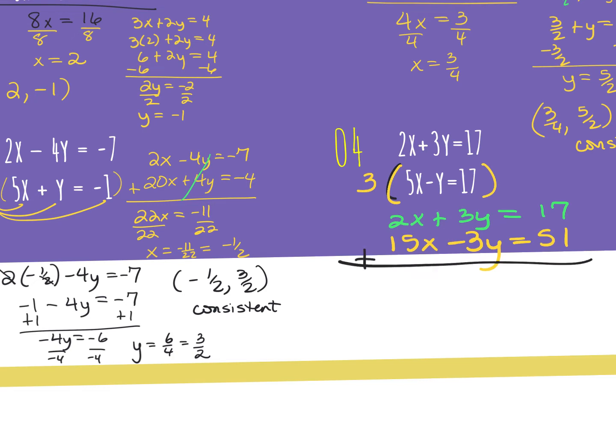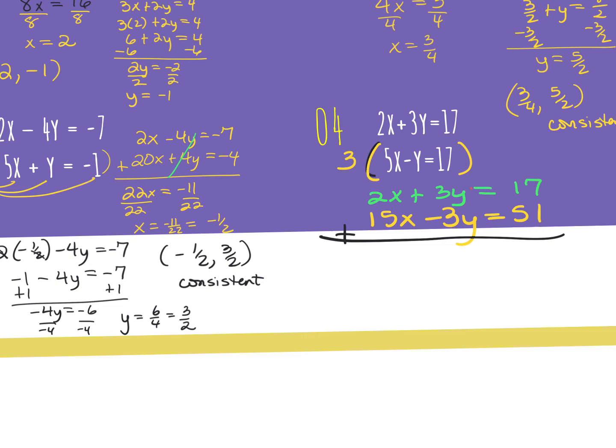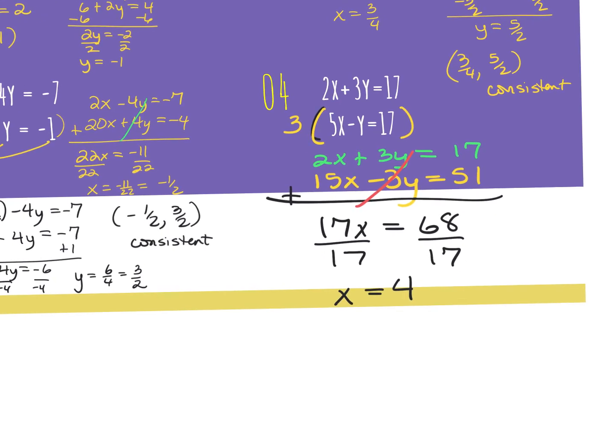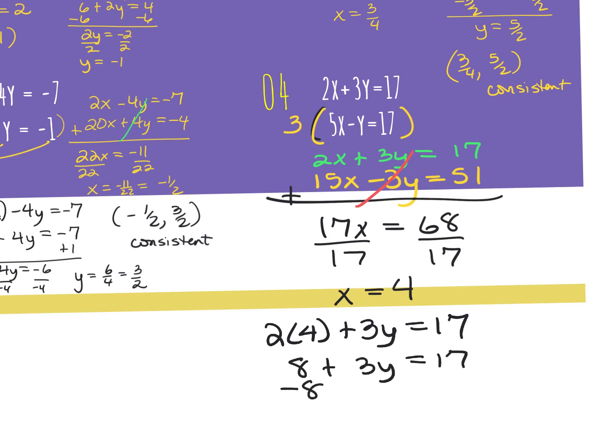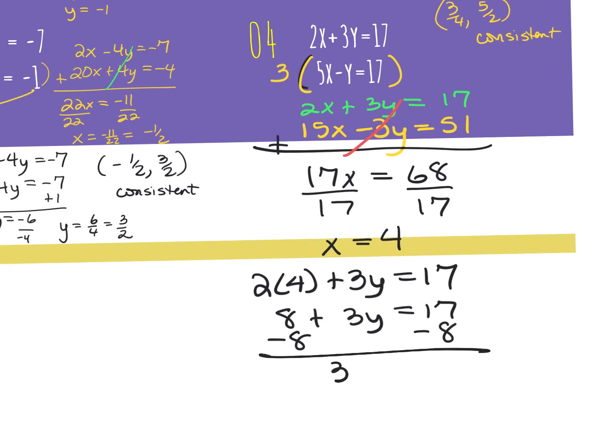I'm now going to add the 2 equations together. My y's cancel out, and I'm left with 17x equals 68. Divide by 17. 68 divided by 17 is 4. I now need to take that 4 and plug it back into one of the originals. I'll go ahead and plug it into the first one. So 2 times 4 plus 3y equals 17. 2 times 4 is 8. Subtract the 8. 3y equals 17 minus 8 is 9. Divide by 3, and y equals 3.